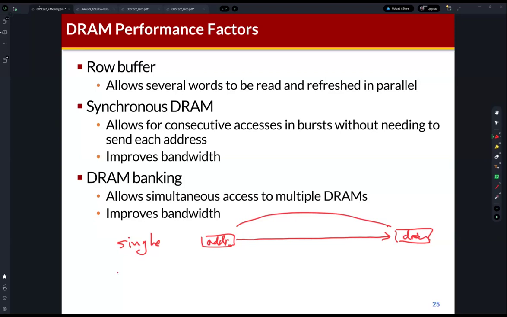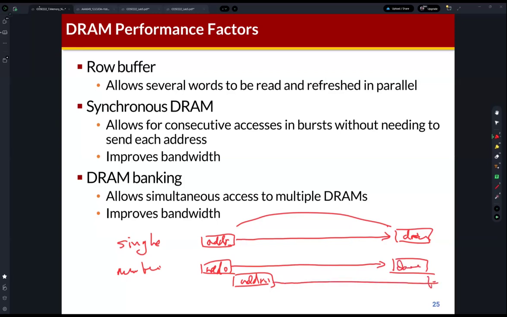But if we use multiple banks, then this is the address for bank 0. This is the address for bank 1. And then it will take the same time. The latency is the same. The data can be read out. But after that, we can read the data for this address 1. If we give different addresses to different banks, then we can get more data in the same time window.